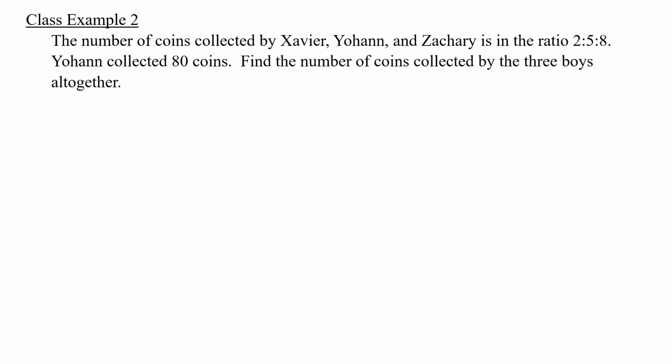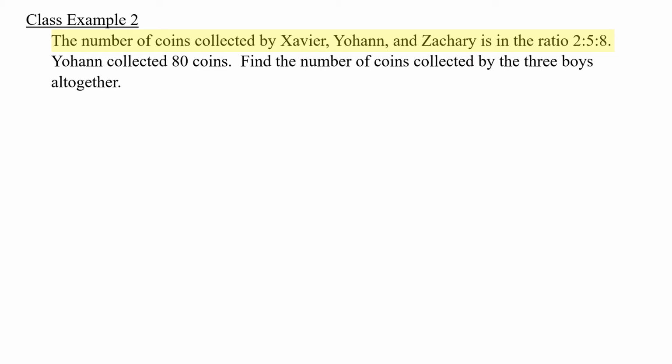All right, in example number 2, we have the number of coins collected by Xavier, Johann, and Zachary is in the ratio 2 to 5 to 8. So we actually have 3 people. And Johann collected 80 coins. Find the number of coins collected by the 3 boys altogether.